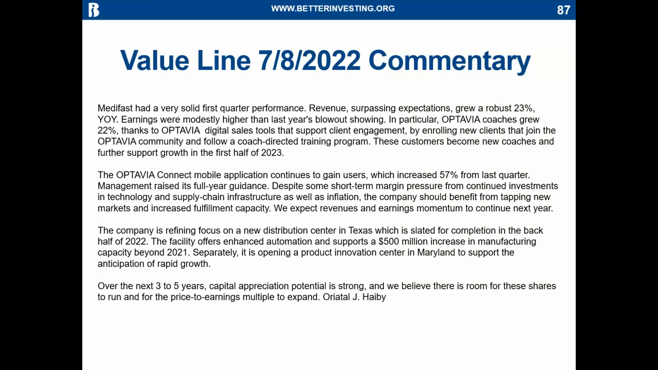So they're refining their focus on a new distribution center in Texas that's going to be coming up in the second half of this year. They also have enhanced automation and a $500 million increase in manufacturing capacity beyond what it was last year. And then separately, they're going to be opening a product innovation center in Maryland to support anticipation of rapid growth. So they're saying over the next 3 to 5 years, there's going to be capital appreciation potential, and they believe there's room for these shares to run and for the price to earnings multiples to expand. Next slide.